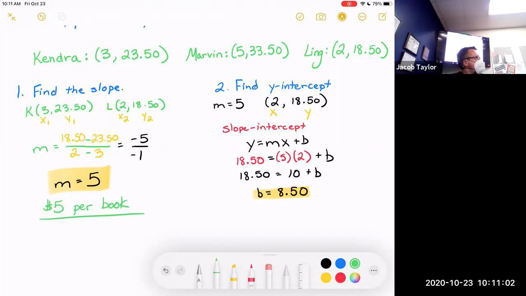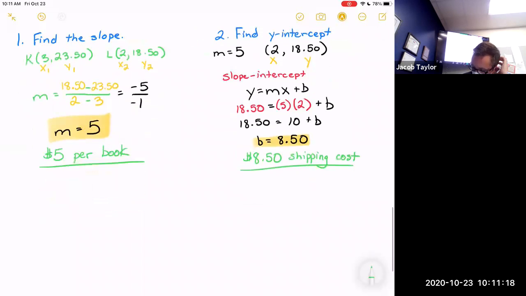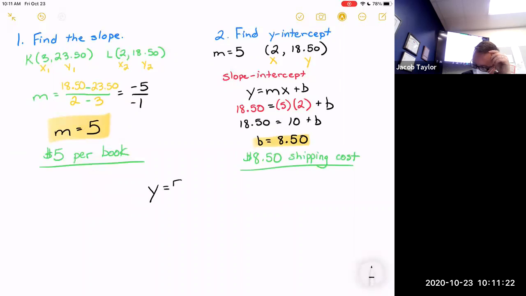Are you saying it's the shipping? Yes. Is it $8.50 for every book? No, it looks like they're just sending you one box in the mail that costs $8.50. So then our full equation would be y equals 5x plus 8.50. You take the number of books you want and multiply by 5 because it costs $5 per book, and then you add 8.50 for shipping.